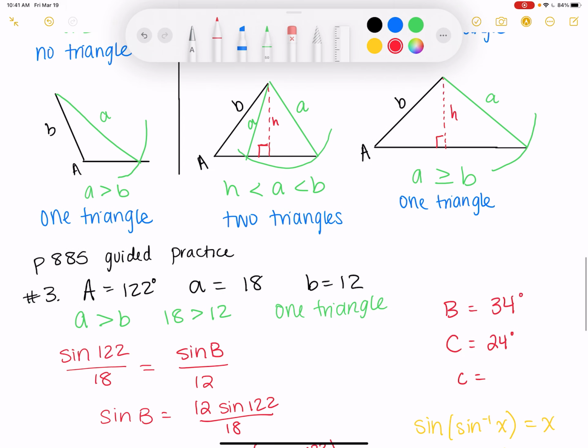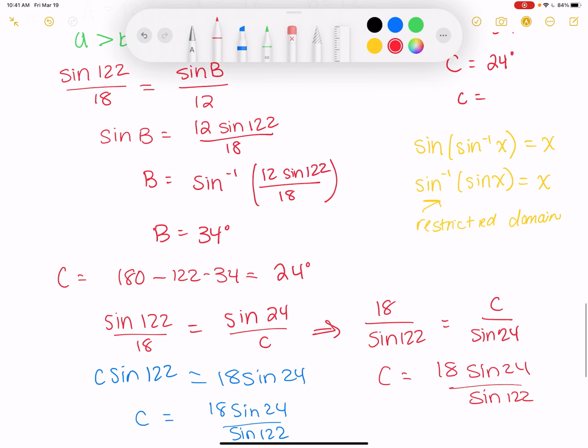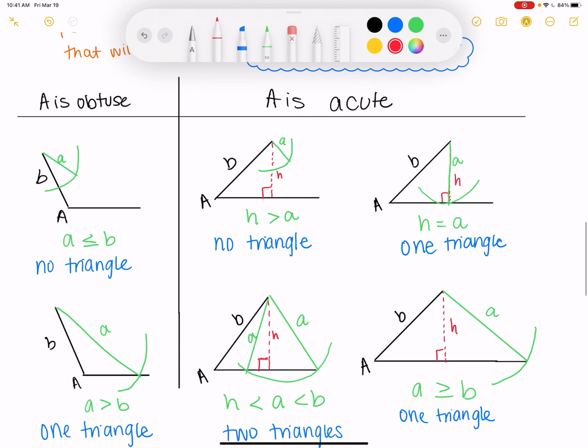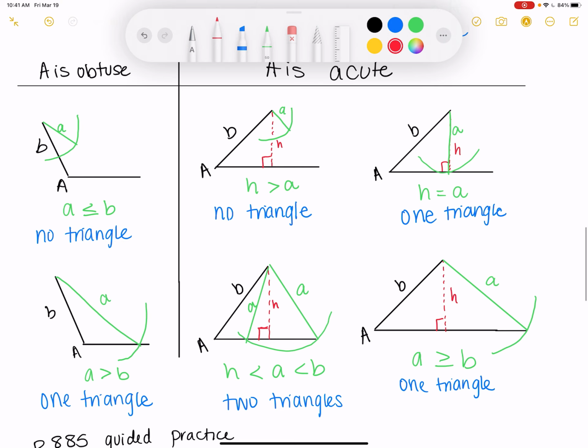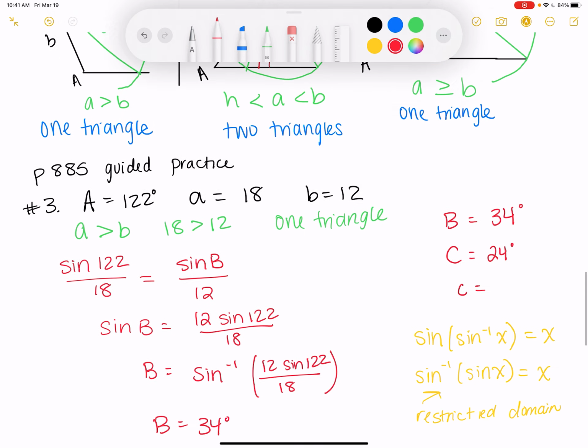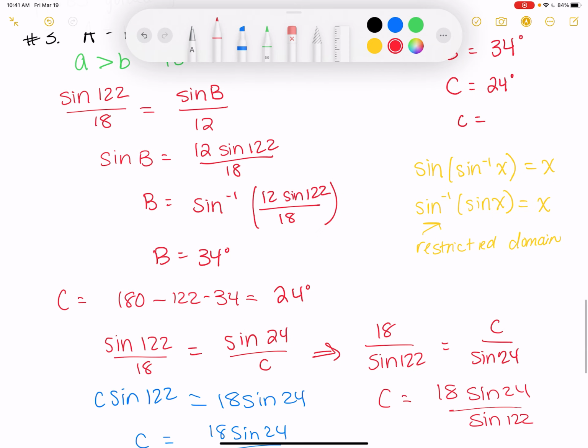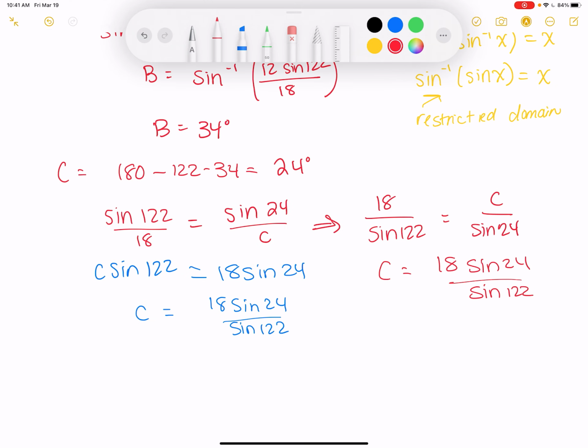Well, for obtuse, where A is greater than B, you just say that A is less than or equal to B. So there's like literally no work. You have to show that A is less than or equal to B, show what the values are, and then say no triangle. Okay, so what is C then?